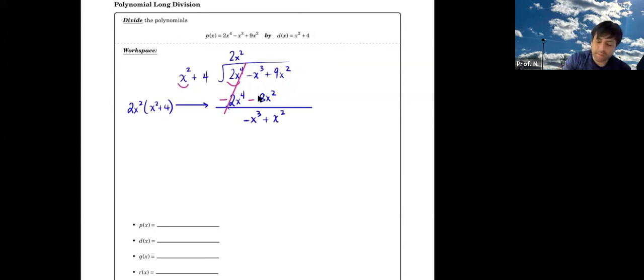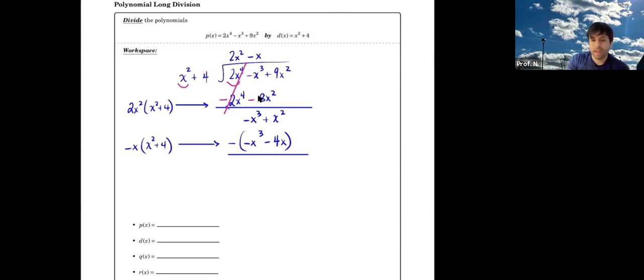And then we repeat the process again. We look at the first term of the divisor, x squared, and ask ourselves, what does it need to be multiplied by to get negative x cubed? And so you would need minus x. So this would be minus x multiplied by x squared plus 4. And what does that result in? That results in negative x cubed minus 4x. Subtract that.